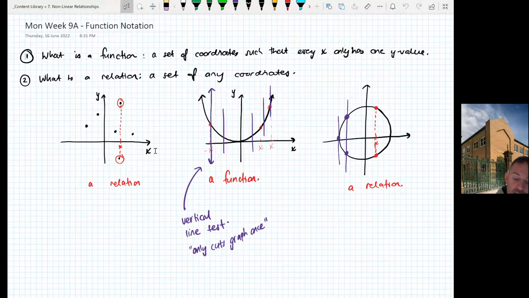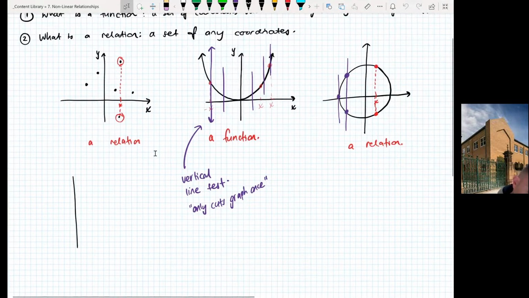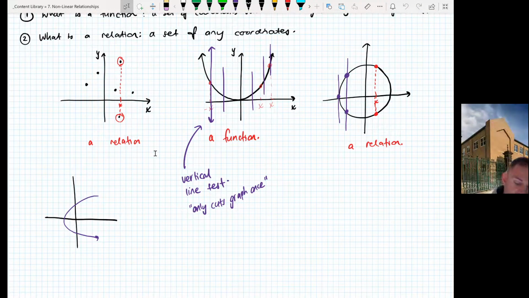Later on, we'll look at graphs like this. It's a sideways parabola, x equals y squared. Would you call that a function or just a relation? If I do my vertical line test, it cuts it in two places. Therefore, that is simply a relation.